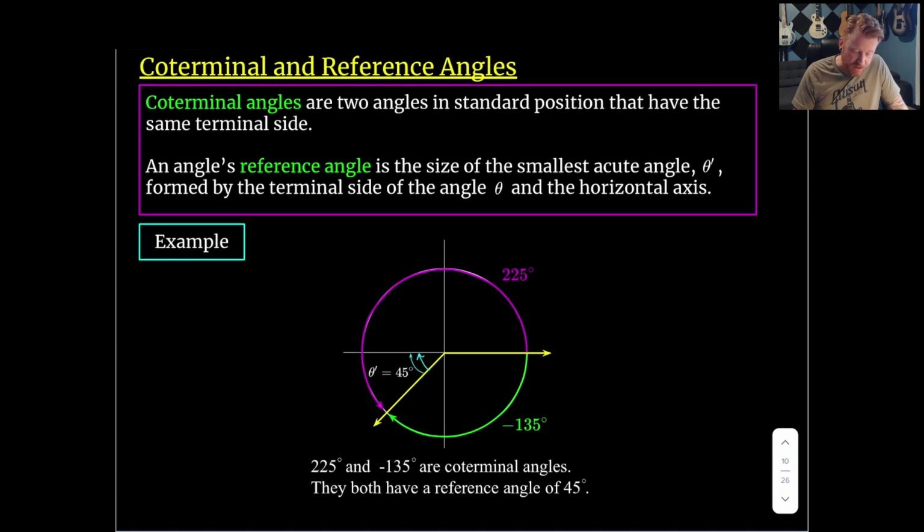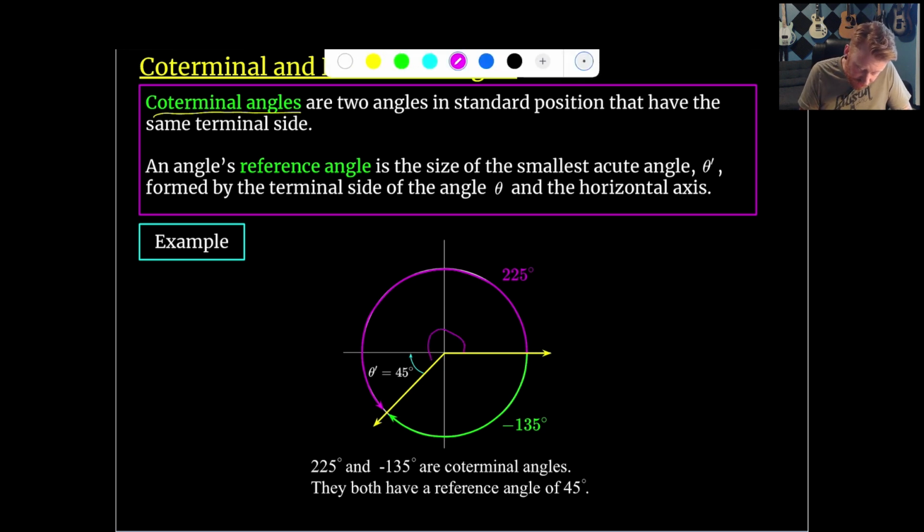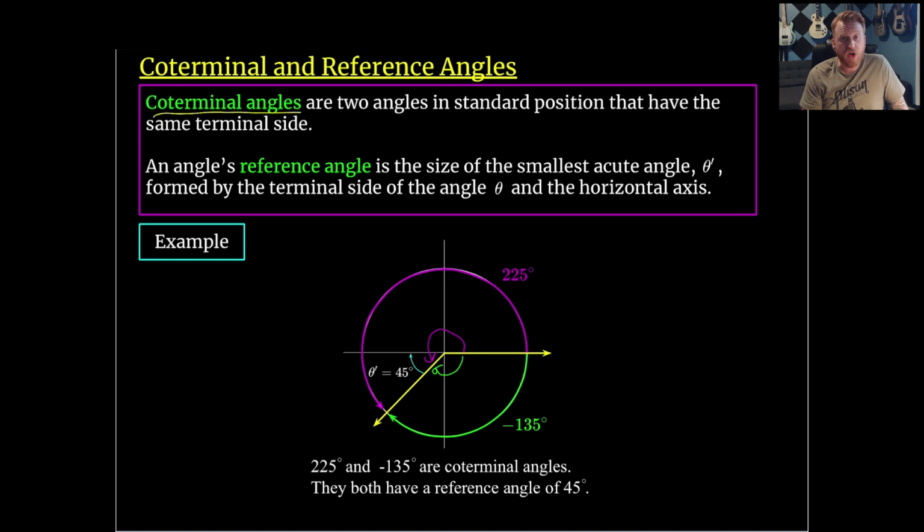All right, next we will talk about coterminal and reference angles. So I'm going to bounce back and forth between the definition and the example here so that we can make as much sense as possible. Coterminal angles, there needs to be two of them in order for this to make sense, are two angles in standard position. So here we have a couple of angles in standard position. We've got this one in pink, and we've got this one in green, and if you notice, they share a terminal side. They are coterminal.